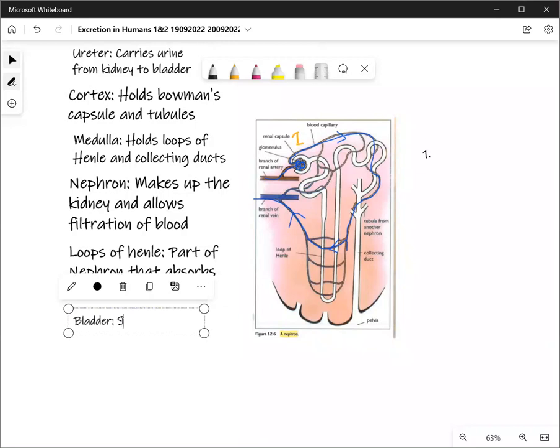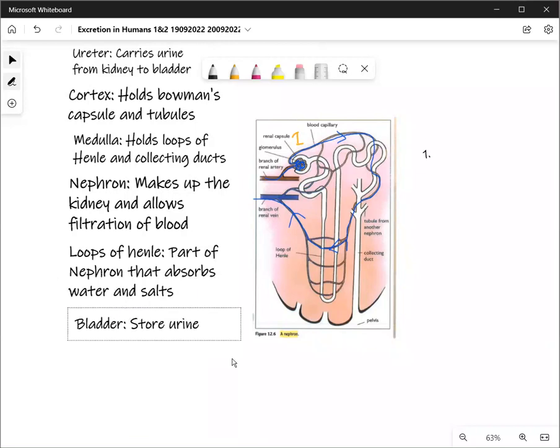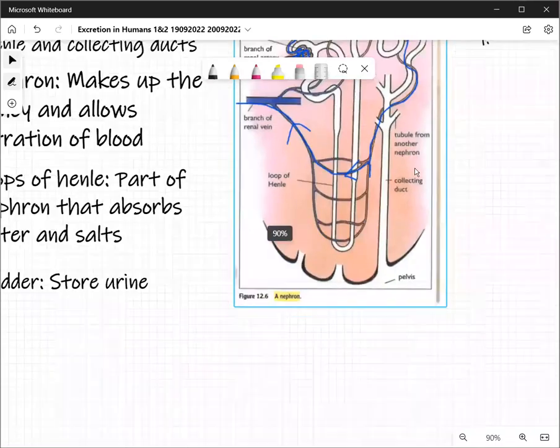The bladder stores urine. That's all. Now let's continue from here.